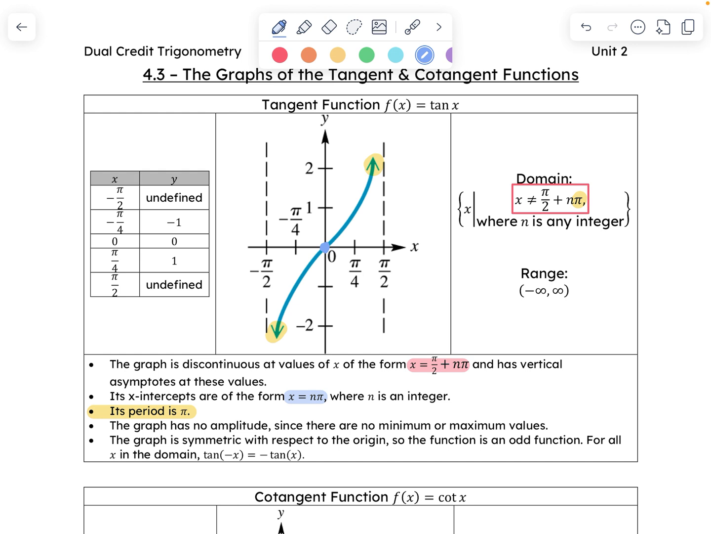The next thing is the period, which we already talked about. And the next bullet point says that the graph has no amplitude since there are no minimum or maximum values. We're not talking about a wave anymore, so we don't have an amplitude to look at. But we still need to determine if it's even or odd. The graph is symmetric with respect to the origin, which means it has that rotational symmetry that our odd functions have. So the tangent of negative x is equal to negative tangent of x.